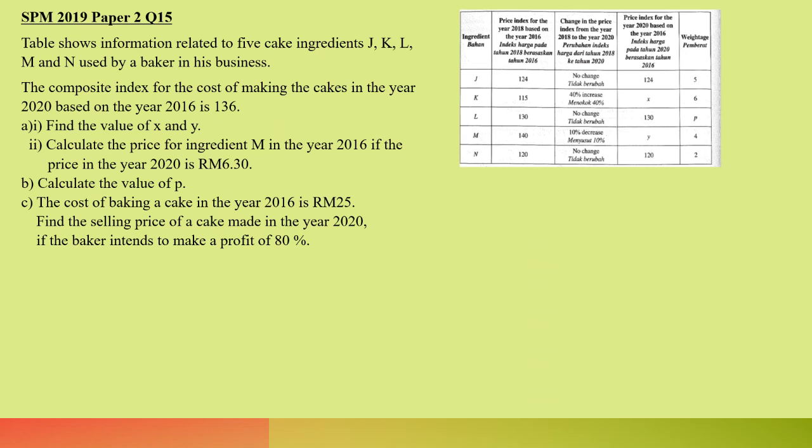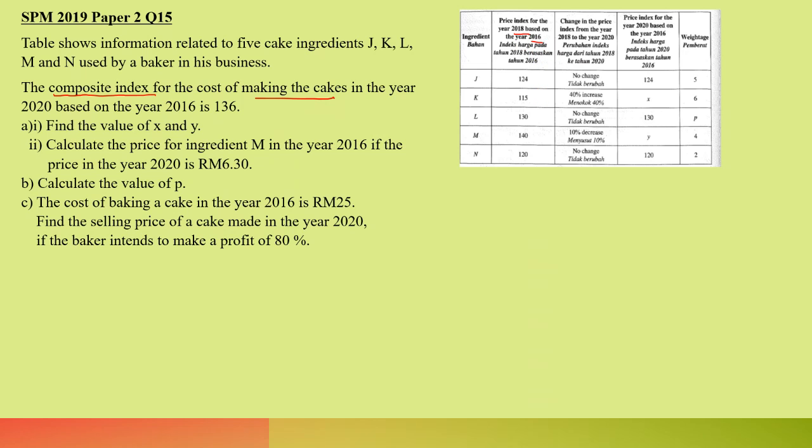Either it's a price or composite. These are the two main things that always come out in your exam: price index and composite index. What is given to you is the composite index for making the cake. This shows the ingredients needed to make a cake, and the price index here is 2018 based on 2016.